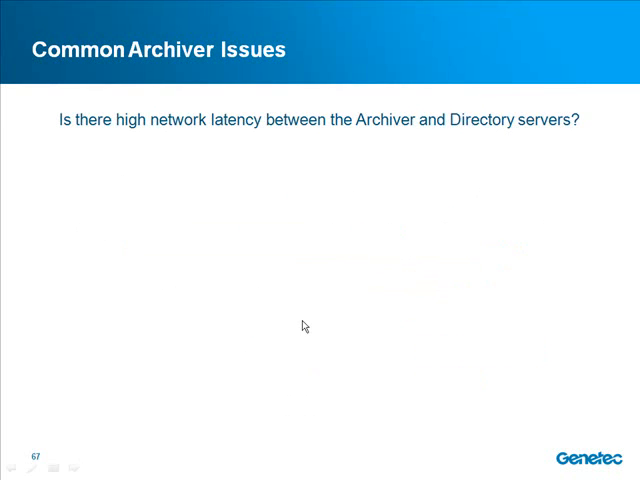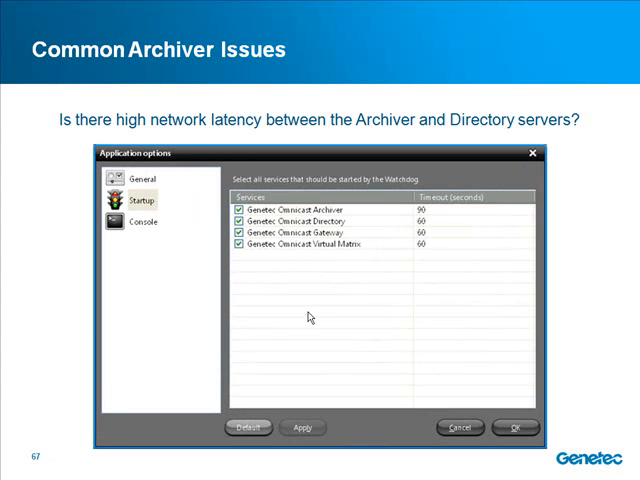Now, if this is a remote archiver that is connecting to the directory service on a different PC, try to ping the directory server from the archiver server. If there's high latency between the two, we can temporarily increase the timeout value in the watchdog until the source of the latency is found.